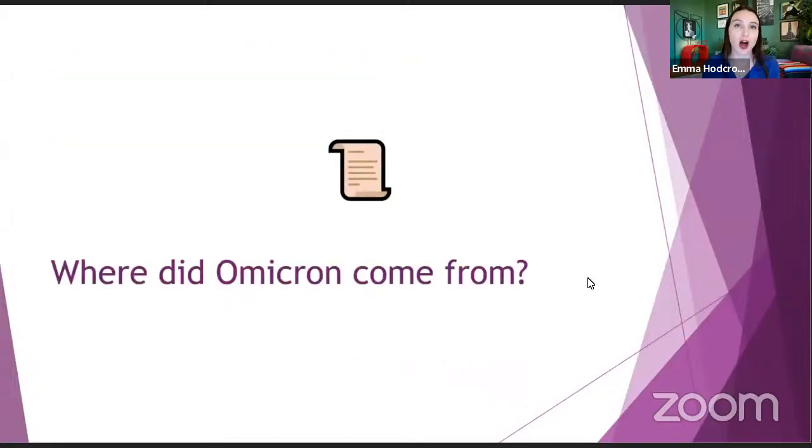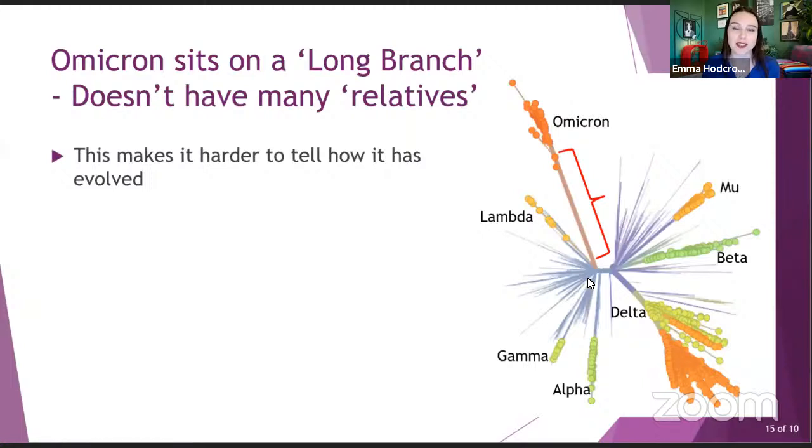One question that's been hotly debated right now is where Omicron came from. The reason that scientists are really interested in this is because Omicron sits on what we call a long branch. This is a picture again of that viral family tree, but it's in a kind of exploded view. So you can see the length of the branches a little more easily.